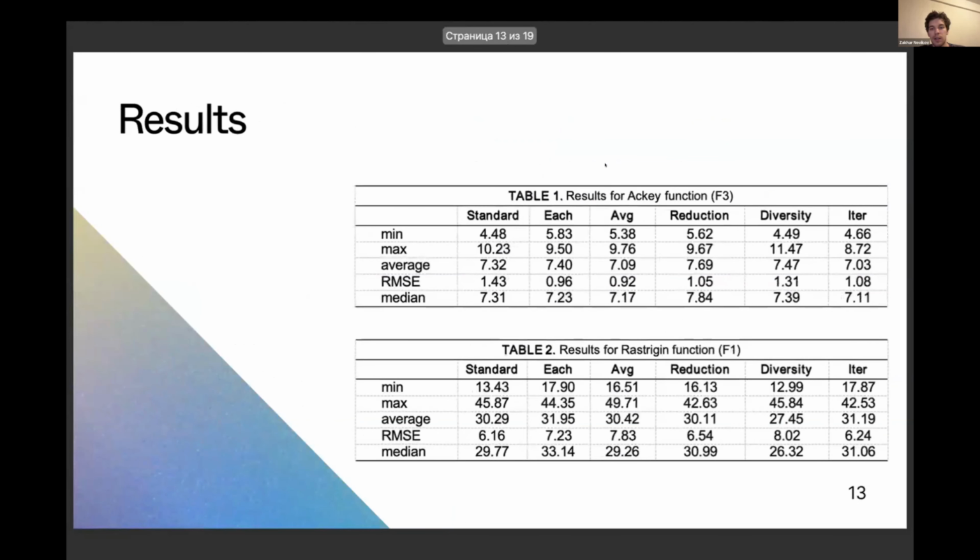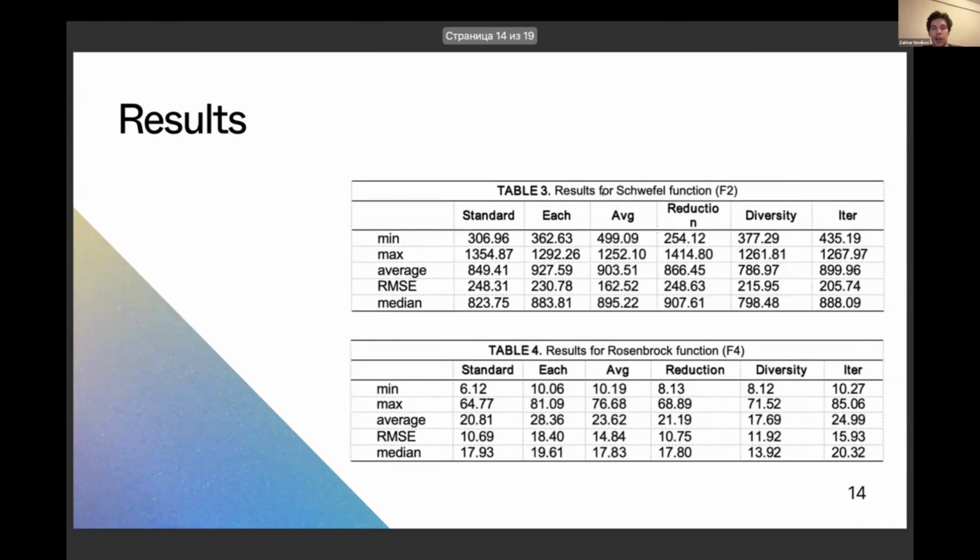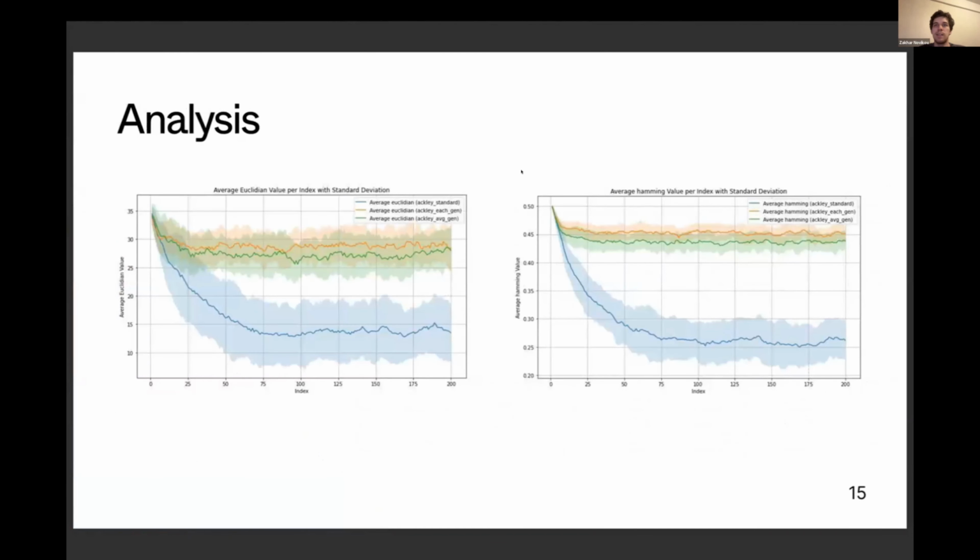On this and the next slide, we present results from our numerical experiments compared to the standard algorithm. As can be seen, there are many results, but I can briefly say that they yield competitive results, but they don't consistently outperform the standard algorithm. The standard algorithm tends to show better results. However, they do help maintain diversity, as can be shown in the analysis of these methods.